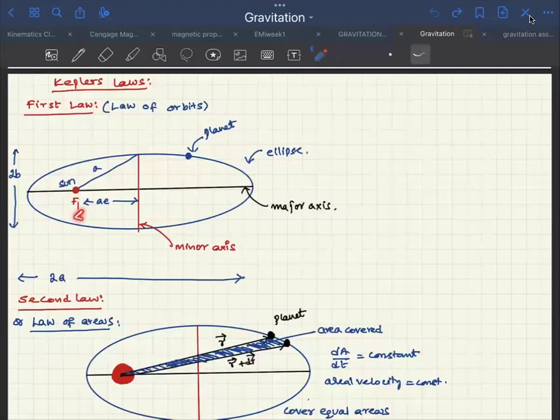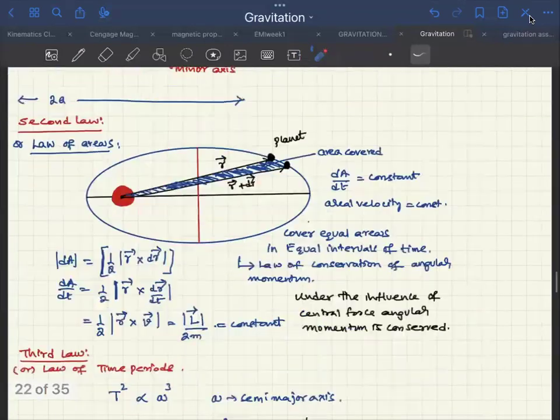Also, this distance is called ae. e is a constant related to the ellipse, and that is called eccentricity. The term e is called eccentricity. For an ellipse, the geometry is: if this is ae, this is a. Every student needs to remember this, because geometry is very important, and this geometry is more than sufficient for me. The first law focuses on the law of orbits: every planet revolves around the sun in an elliptical orbit with the sun at one of the focus points.